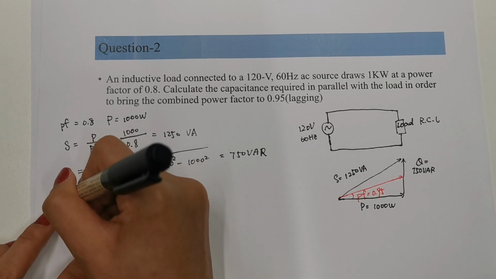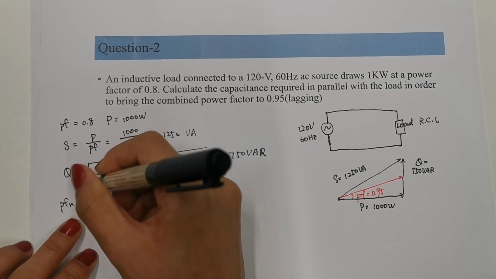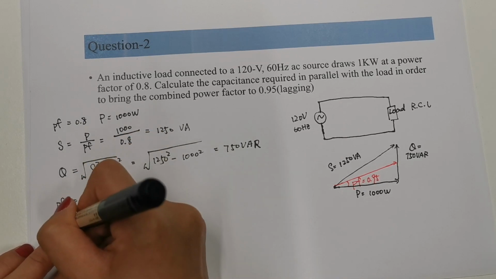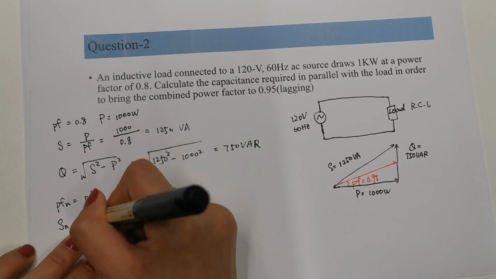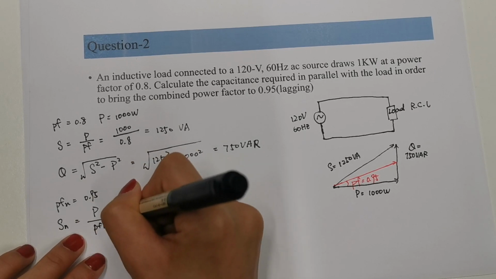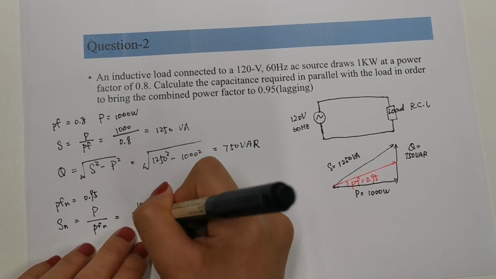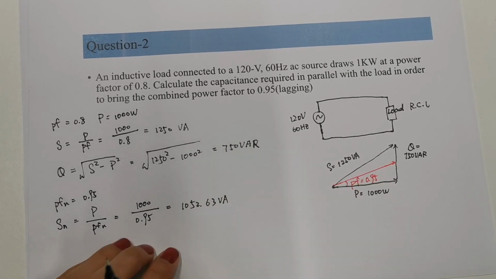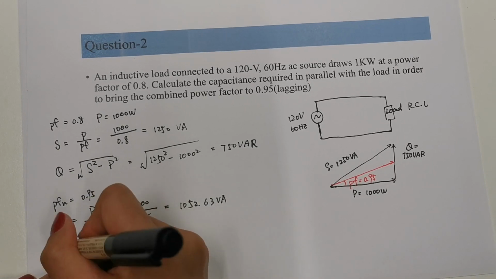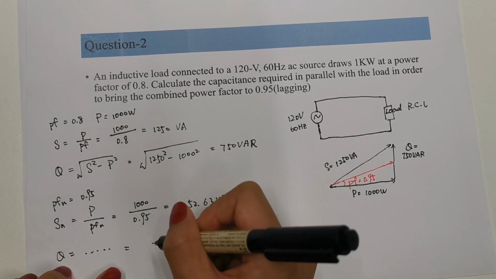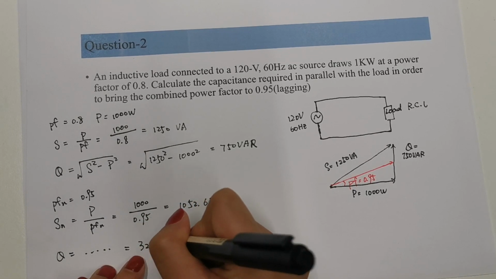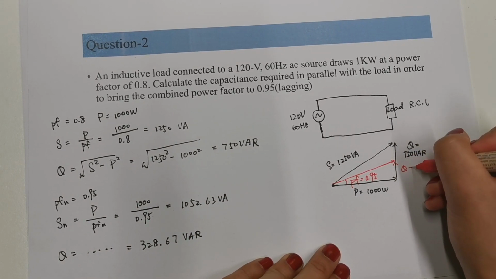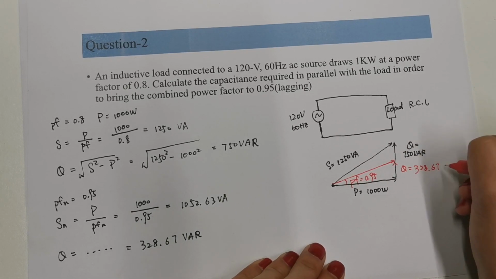We can make our power factor be 0.95. So now we know that our new power factor is 0.95, and our new apparent power is P divided by the new power factor, equals 1000 divided by 0.95, equals 1052.63 VA. And by using the same way, we know our new reactive power is 328.67 VAR.